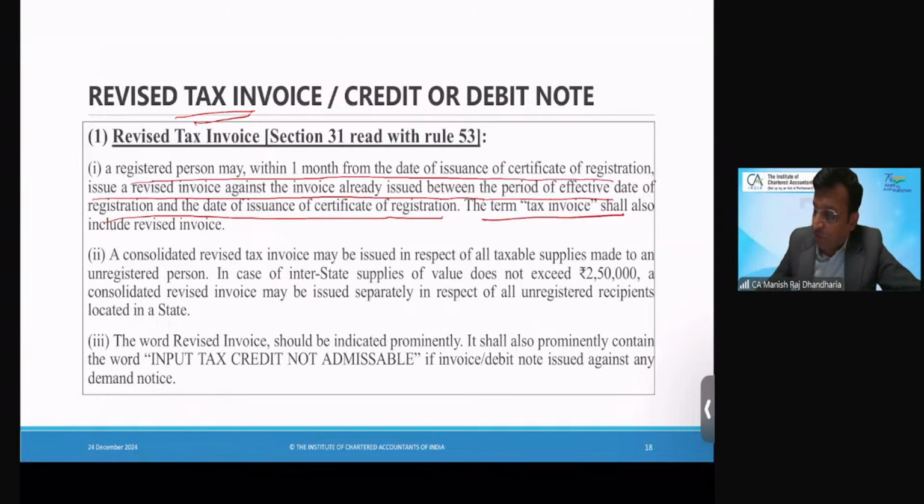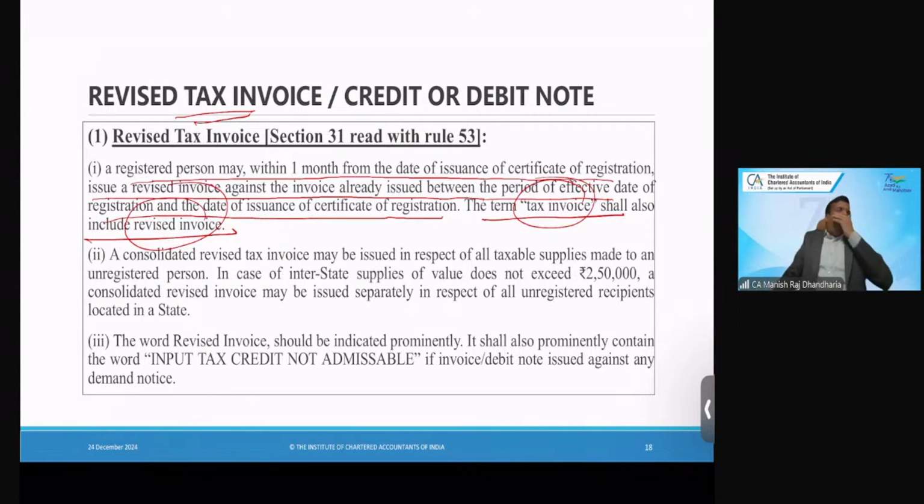The term tax invoice shall also include. यहीं से तो सारा कहानी खत्म हो गया. रिवाइज्ड इनवॉइस को टैक्स इनवॉइस बोल दिया. It means all the rules of tax invoice will also be applicable for revised invoice. Within 1 month आपको बनाना है.